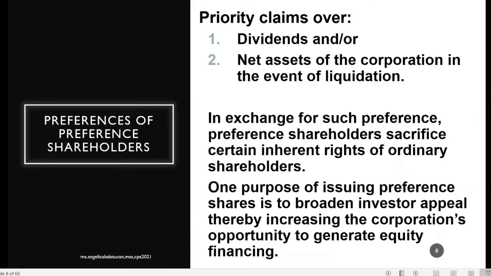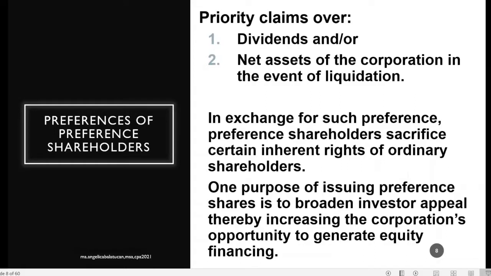So if the value of their ownership is 100,000 pesos, and the preference rate is 5%, then 100,000 times 5%, that's 5,000 in dividends. Even if millions in dividends are declared, what they will receive is fixed at the percentage of their ownership and not a percentage of the dividend declared.